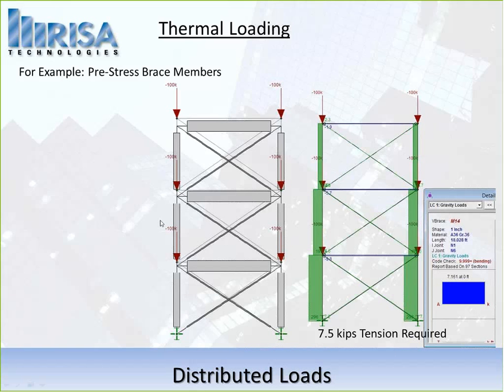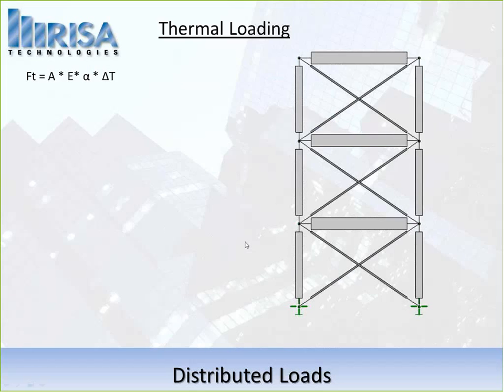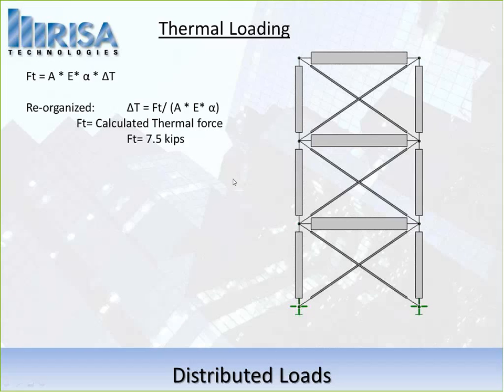So let's take a look at this thermal loading and how we would do that. In the help menu, it gives us a nice formula. It tells us the formula for the tension of the thermal loading. But what we want to do is rearrange it. What we want to find out is how much temperature change or differential we should be applying to these braces in order to get the known quantity of that tensile force on that cable or that rod. So the known force that we want is the calculated thermal force. We need 7.5 kips. That's right off the bat what we need to apply.